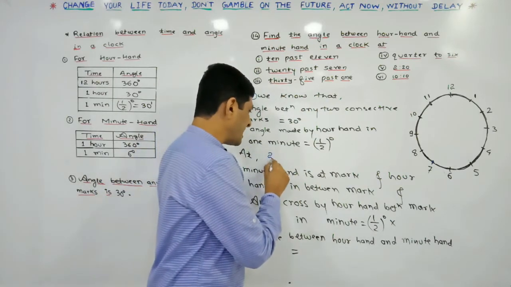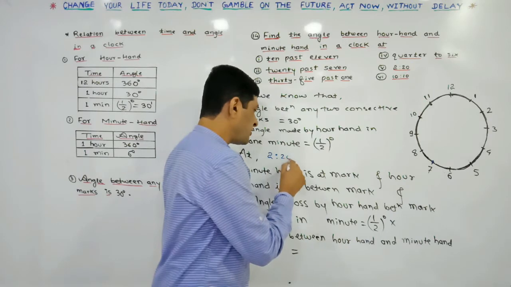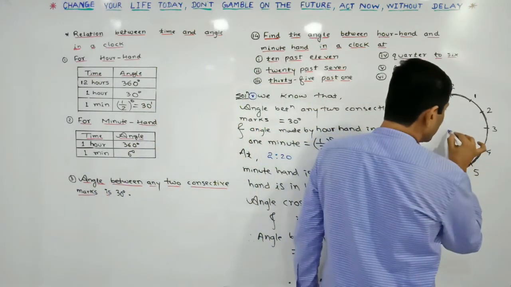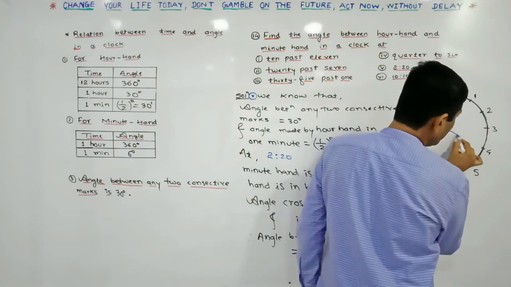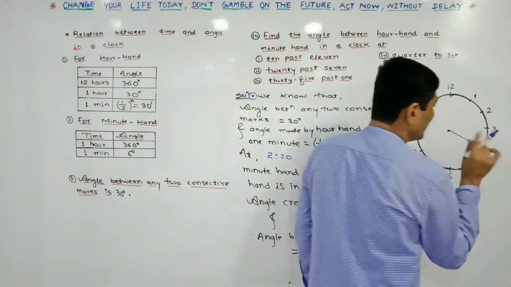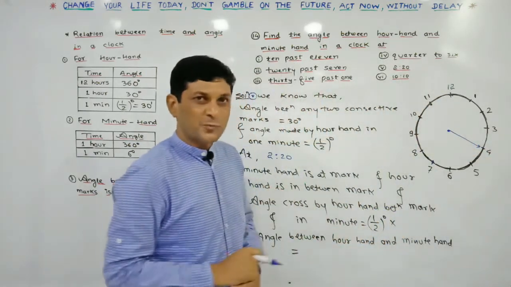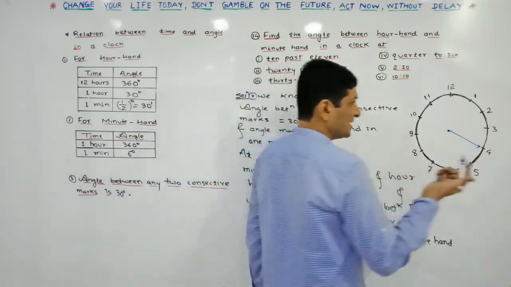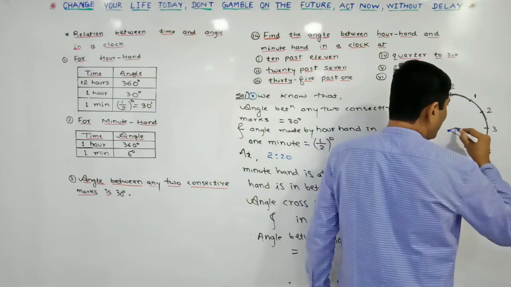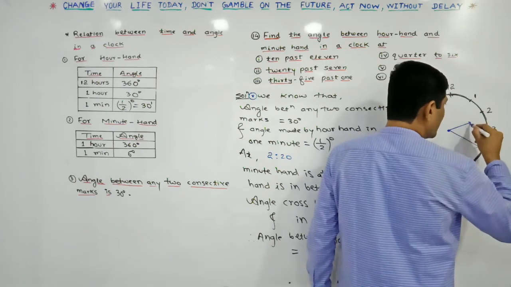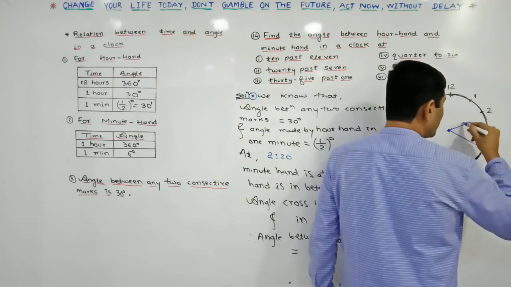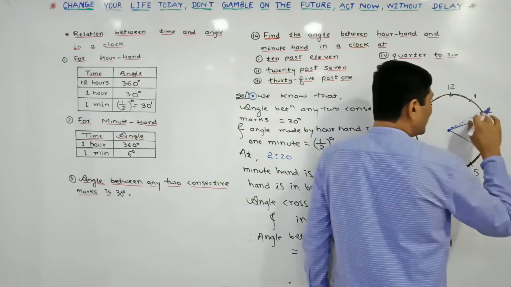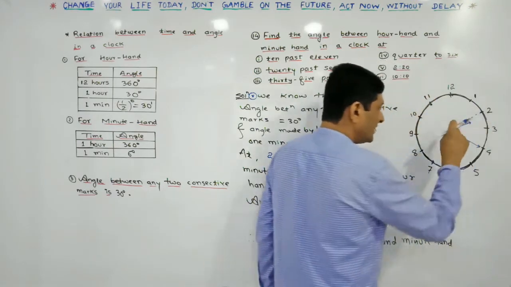At 2:20. First find out the position of the minute hand and hour hand at this time. At 20 minutes, we know that the position of the minute hand is at mark 4. And now we are trying to find out the position of the hour hand. At 2:20, we can easily say that the hour hand is in between marks 2 and 3. So now we are trying to find out the angle crossed by this hour hand in between 2 and 3 in how much minutes?